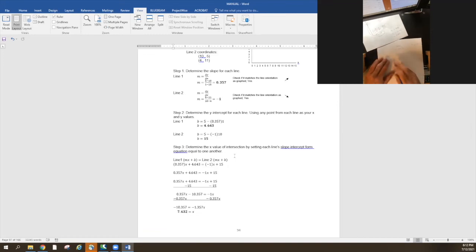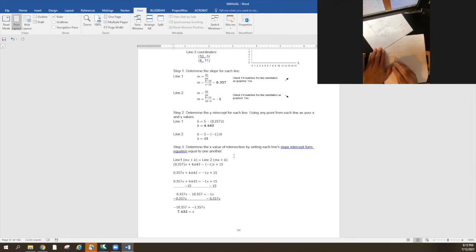So the third step, to figure out the value of that point, is to set line 1's slope-intercept form equal to line 2's slope-intercept form. So Y equals MX plus B is going to equal MX plus B for line 2.